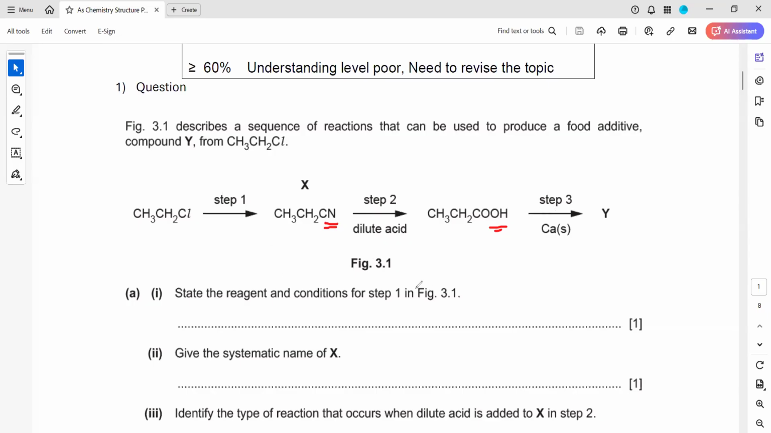State the reagent and the condition for step 1. So step 1, when we want to replace this chlorine by a nitrile group, the CN group, cyanide group, what reagent do we need? We need KCN, potassium cyanide. Because when potassium cyanide reacts, it will be a substitution reaction. We'll have CH3CH2Cl reacted with KCN, potassium cyanide. As a result, the CN will take the position of chlorine and the chlorine will take the position of the CN.